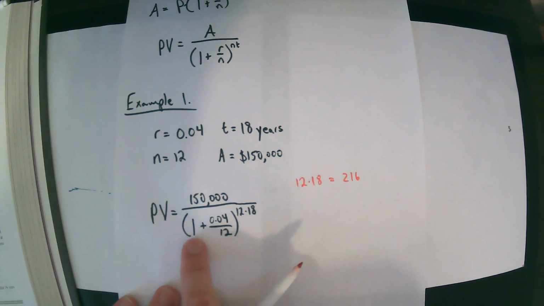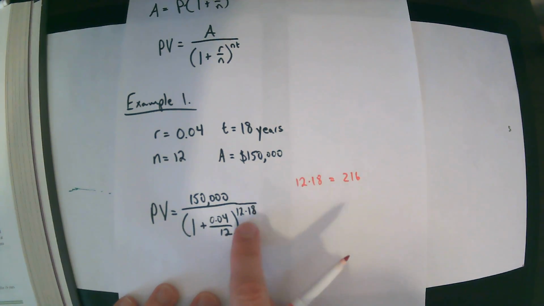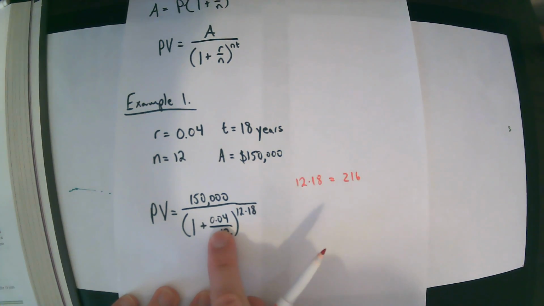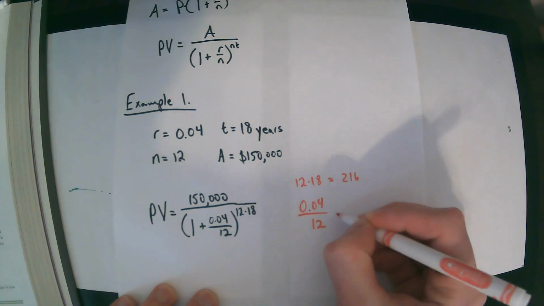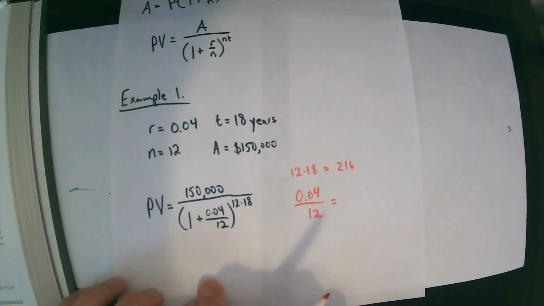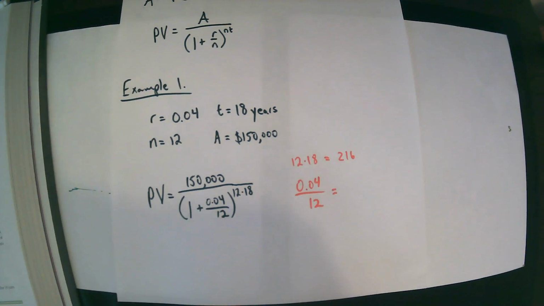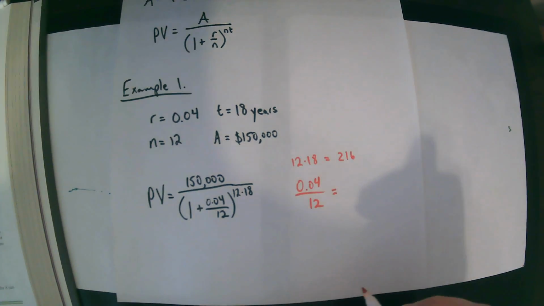So in my next step, I'm going to have 150,000 divided by 1 plus 0.04 over 12, raised to the 216. I'm doing it all in pieces, so I'm going to do 0.04 over 12 first, and then I'll rewrite my formula with the last step, which will be the actual division.